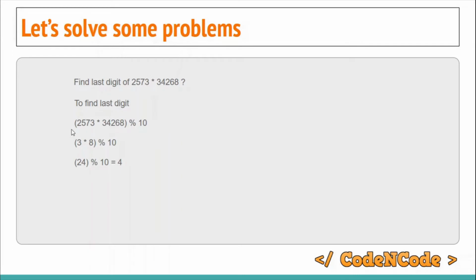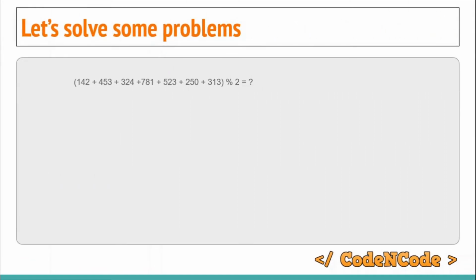But we know that to calculate a into b modulo 10, we can do a mod 10 into b mod 10 and then multiply these and then take modulo again. So a mod 10 would be 3, b mod 10 would be 8. Now their multiplication would come out to be 24, and then we would take modulo again, which would come out to be 4. So multiplication of these two numbers results in the last digit of 4. So the last digit would be 4.